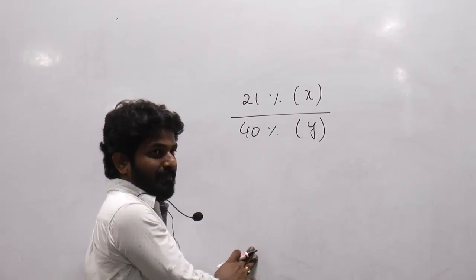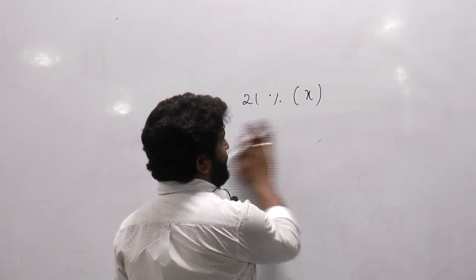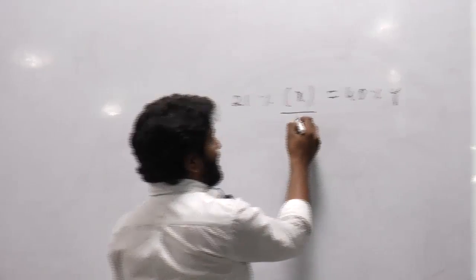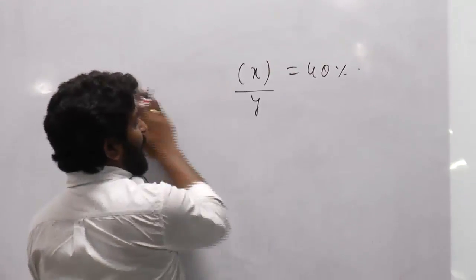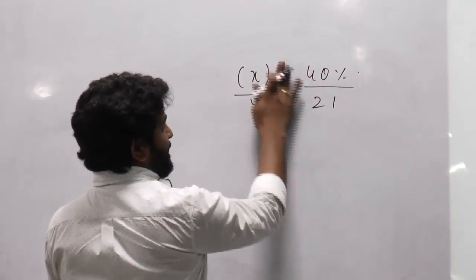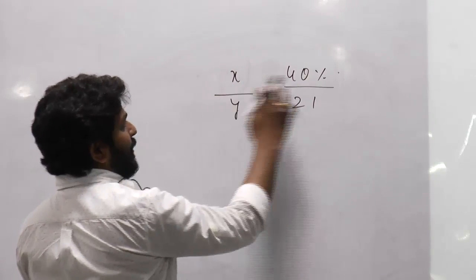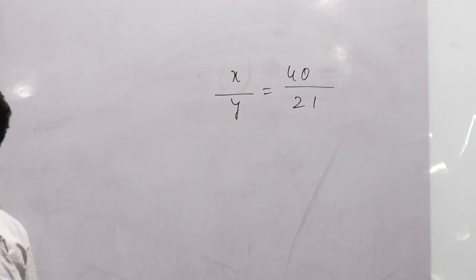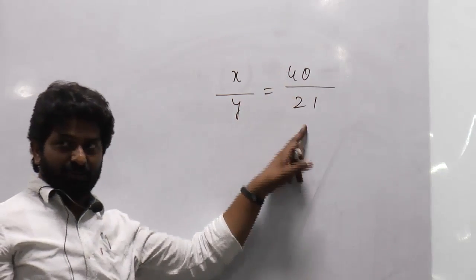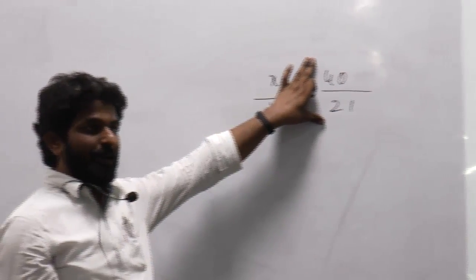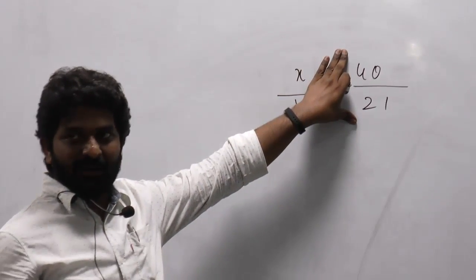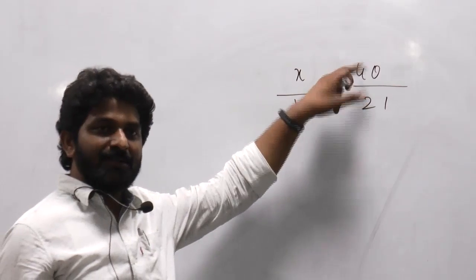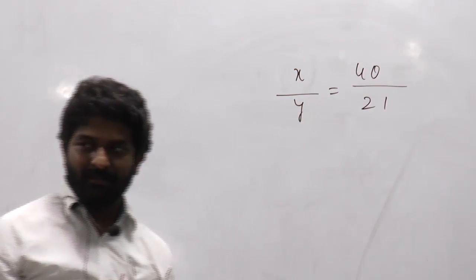They said they both are same. In this, 21% of X is equal to 40% of Y. X by Y is equal to 40% by 21%, percentage cancel, no more cancellation. X is to Y is 40 is to 21. Total number of parts 61 parts and total money 6,100. One part is 100. You asked about first part, that is X, which is 40 parts into 100, 4,000 answer.